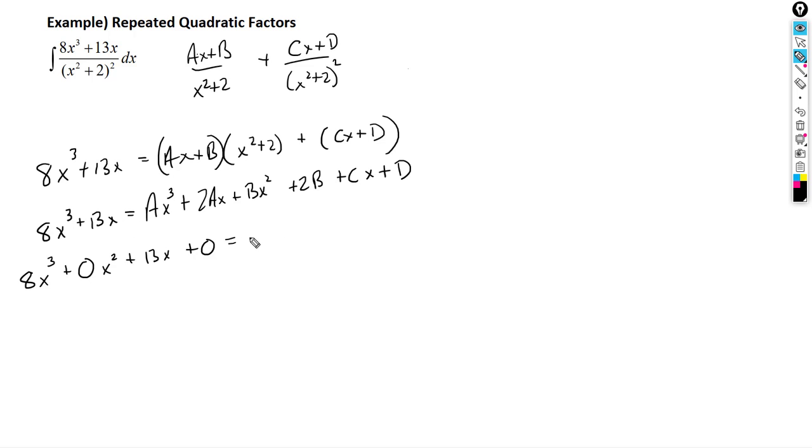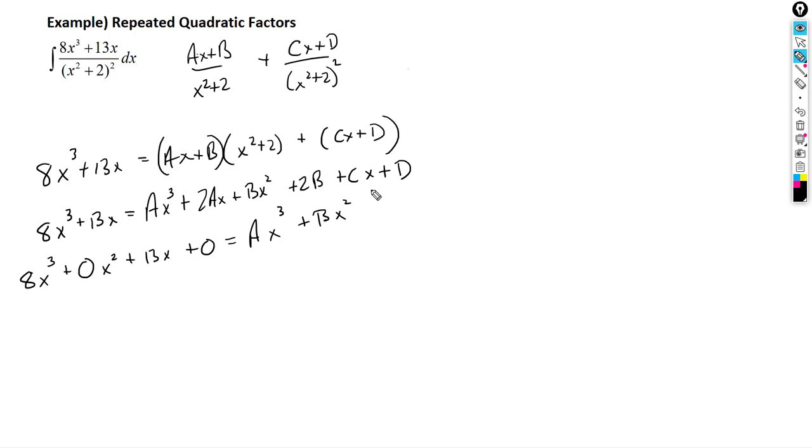Equals, now I am going to line this up in the same direction. So I have a squared term here, so I'm going to make it plus bx squared. I have a linear term x and another linear term x here.